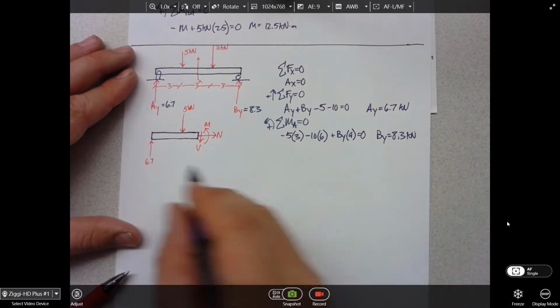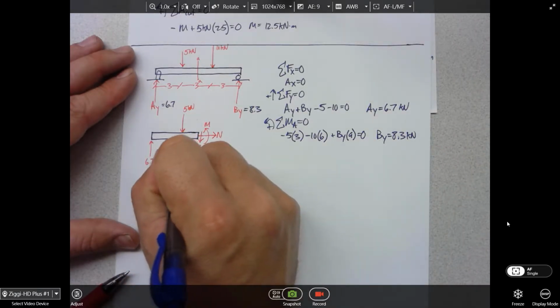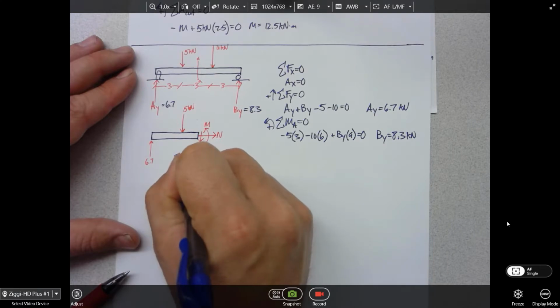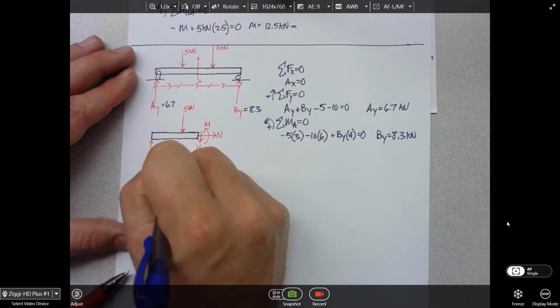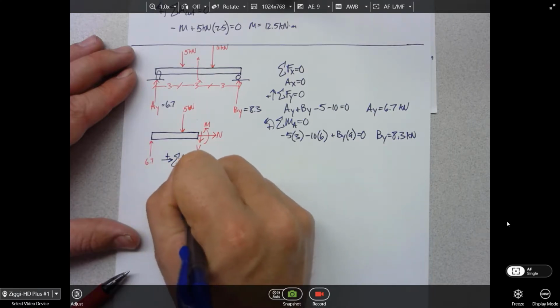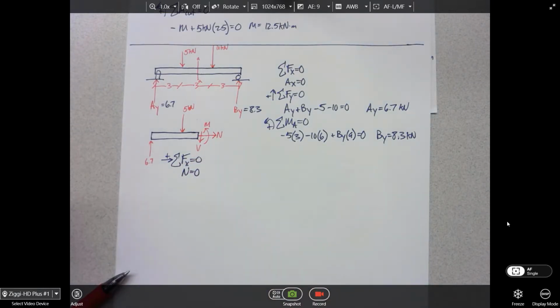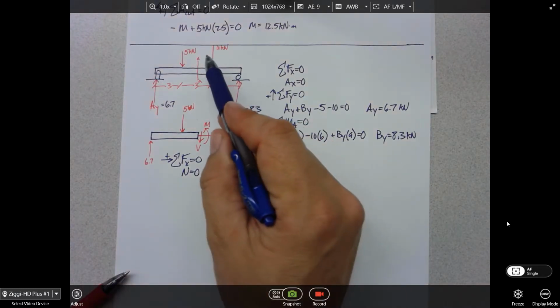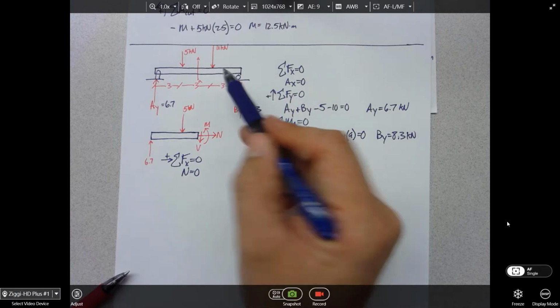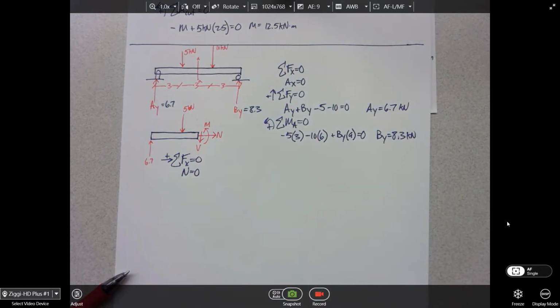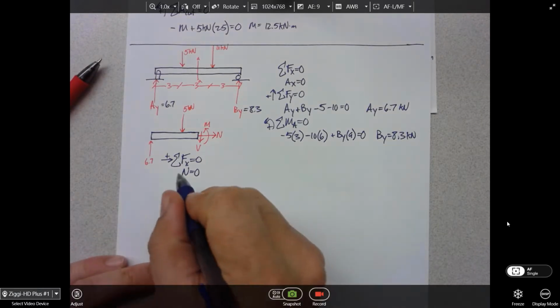Next step's going to be to solve for those. So let's sum the forces in the x, say that's equal to 0. Looks like our normal is equal to 0. When is the normal not going to be equal to 0? Cables. Yeah, when there's a force with an x component, right? If there's something that's going along the axis. Until then, the normal's pretty boring. Okay?